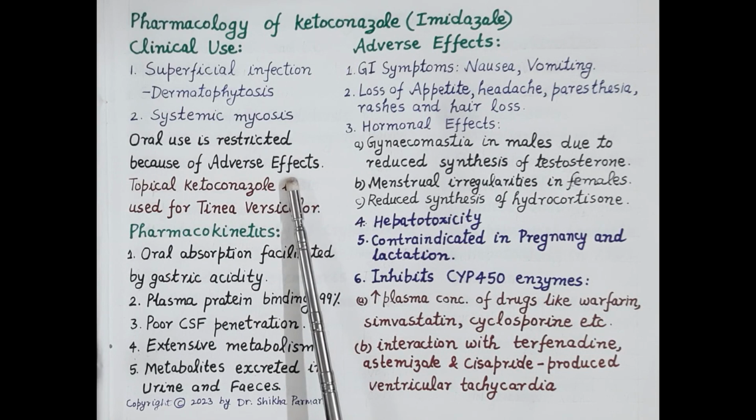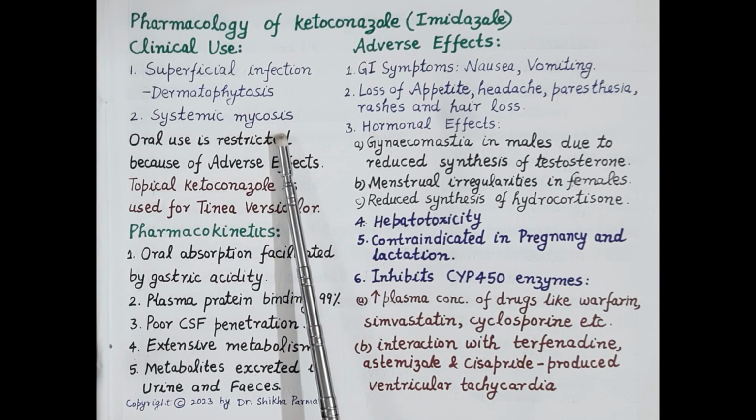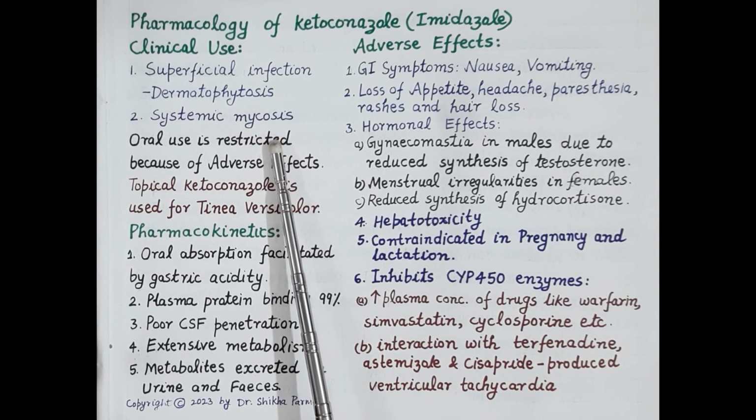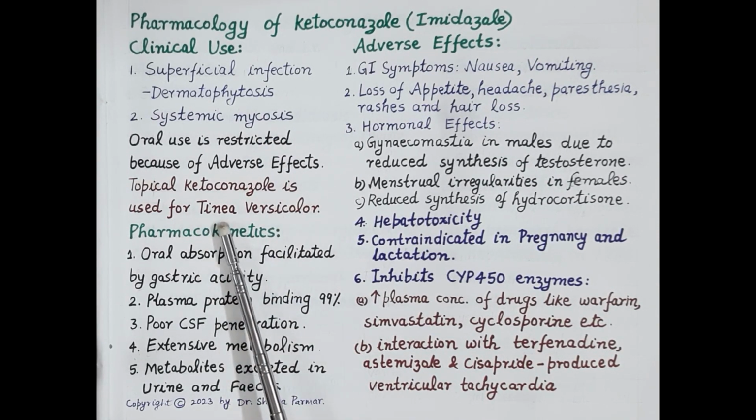Oral triazoles like fluconazole and itraconazole are used for systemic mycoses or systemic fungal infections instead of ketoconazole because of their greater efficacy, longer half-life and fewer side effects. Again, you should know that topical ketoconazole is very effective and it is used for the treatment of tinea versicolor.